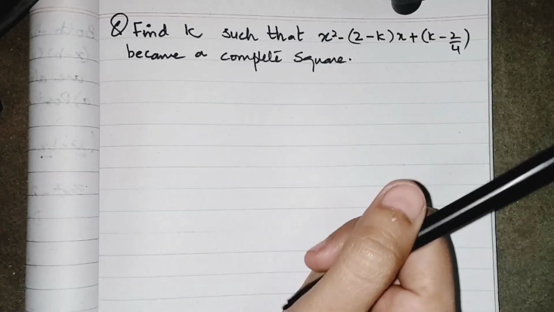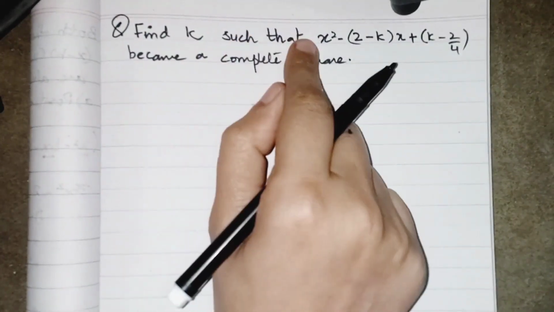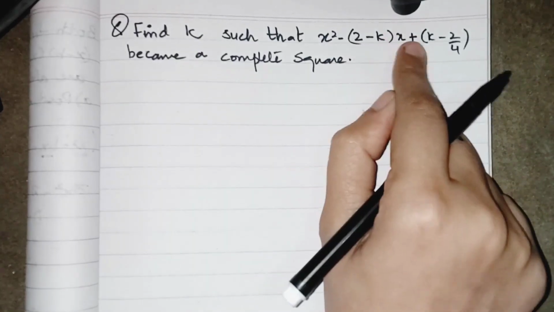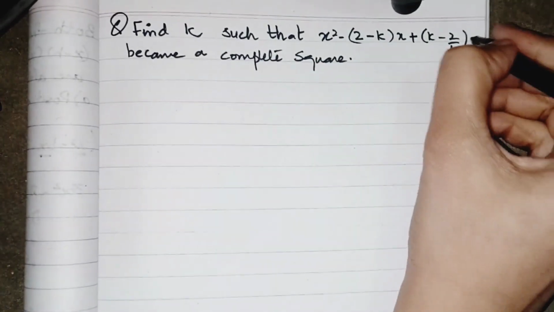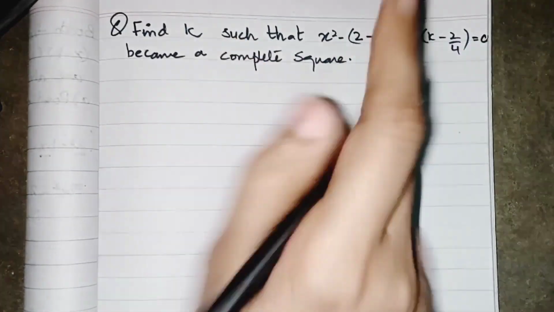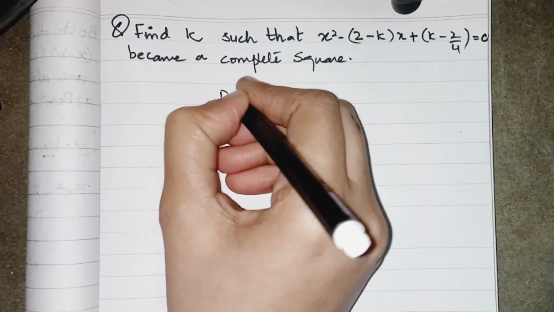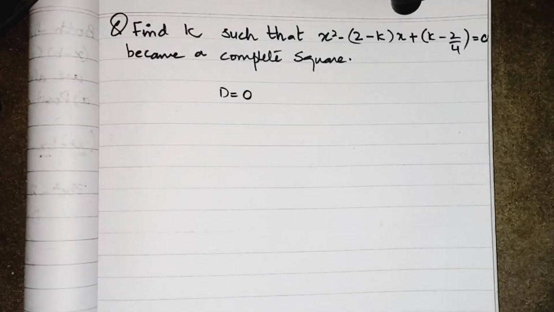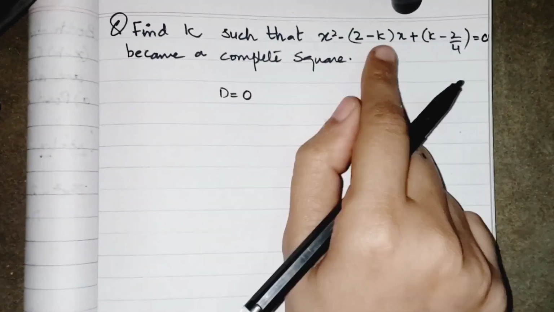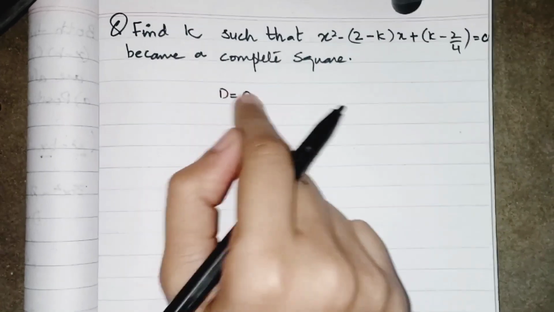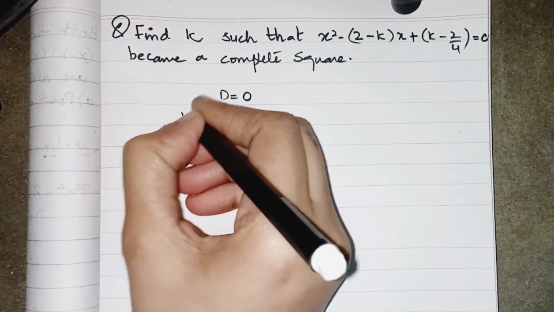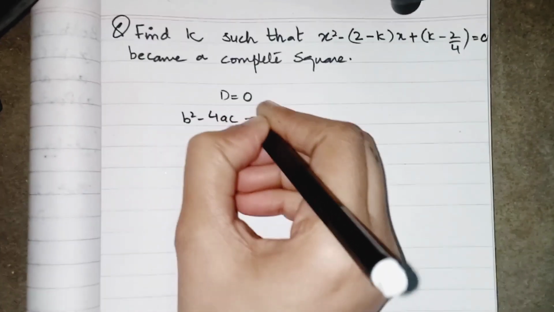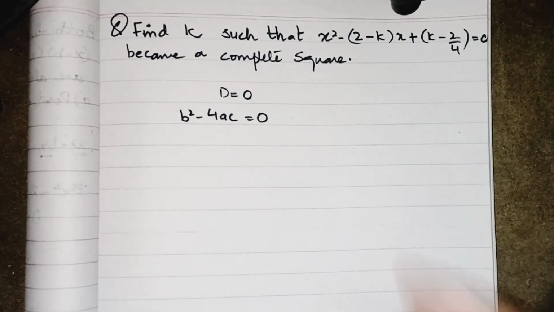So another amazing question. Find k such that x square minus (2 minus k)x plus (k minus 2) upon 4 becomes a complete square. When it is a complete square, D must be equal to 0, which we learned at the start of the topic: whenever a quadratic equation is a complete square, D must be 0. So applying the formula b square minus 4ac equals to 0, to find the value of k.